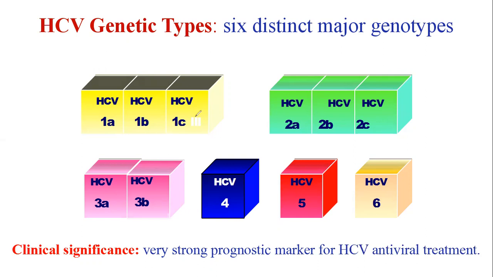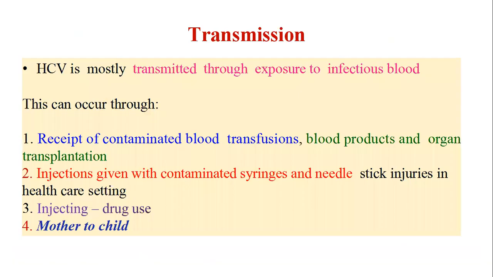So the question is, why should we study HCV genetic types? Because they have some clinical significance. These genotypes or subtypes serve as a very strong prognostic marker for HCV antiviral treatment or development of antiviral drugs against HCV.